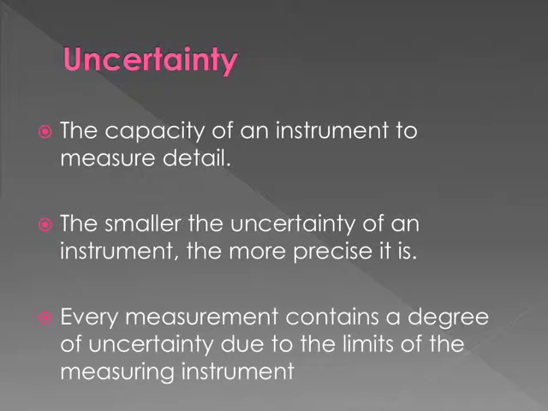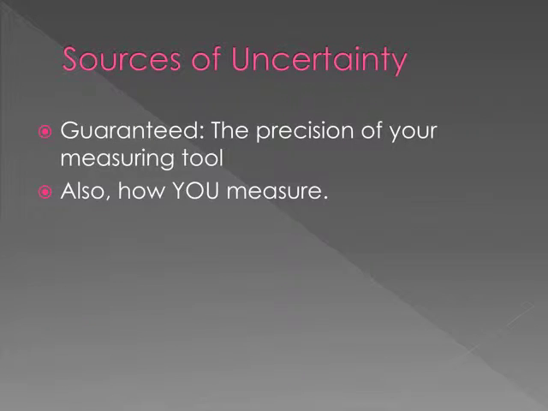So uncertainty is very closely tied to the precision of the tool, because your uncertainty comes from that estimated digit. So the uncertainty is your estimation. Every single measurement that you have is going to have a certain level of uncertainty. And uncertainty can come from more than just the tool, okay? Uncertainty guaranteed has to come a little bit from the tool, your estimated digit, but it can also come from how you measure, right?